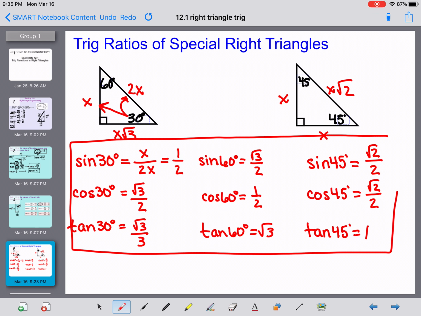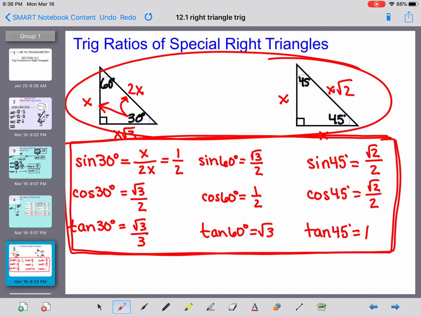So these 9 values and their reciprocals are used a lot for the rest of the chapter. So by the end of the chapter, you should know these off the top of your head. This box right here, these and their reciprocals, you either need to have them memorized or be able to recreate them by drawing these triangles and doing SOHCAHTOA. These questions would be on a non-calculator section of a quiz or a test, and you would have to generate these answers on your own.